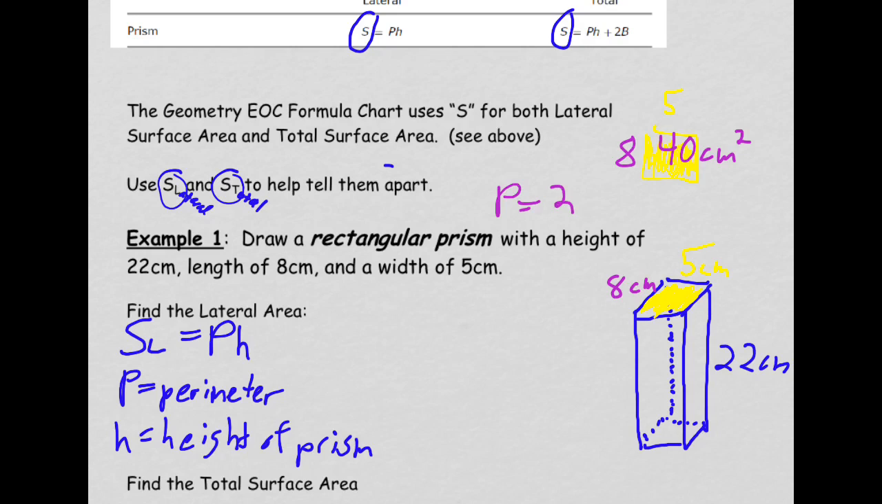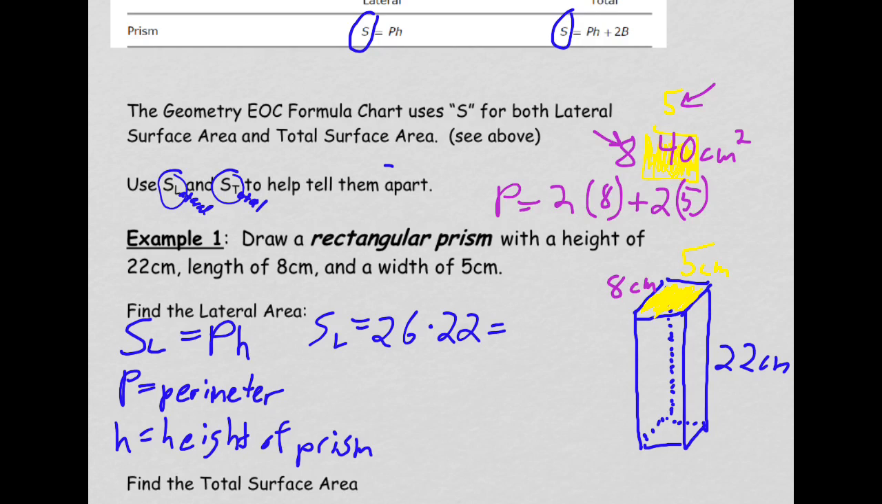Alright, so perimeter equals 2 times 8, because I have two sides that are 8, plus 2 times 5, because I have two sides that are 5. So the surface area of my lateral faces here is going to be 2 times 8 is 16, and 2 times 5 is 10, so 26 times, what's my height? 22. And then I'm going to plug that in my calculator, and I get SL equals 572 centimeters squared.